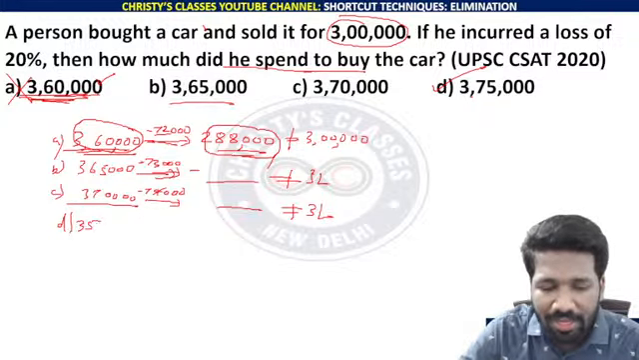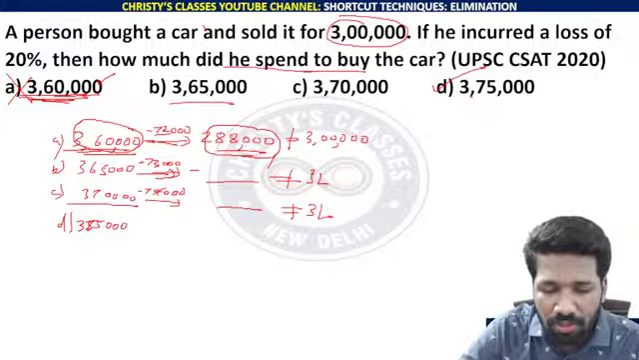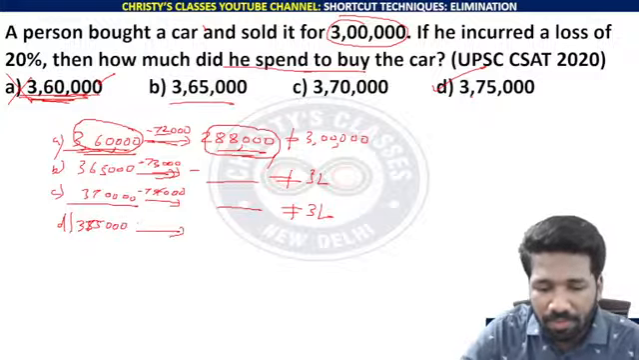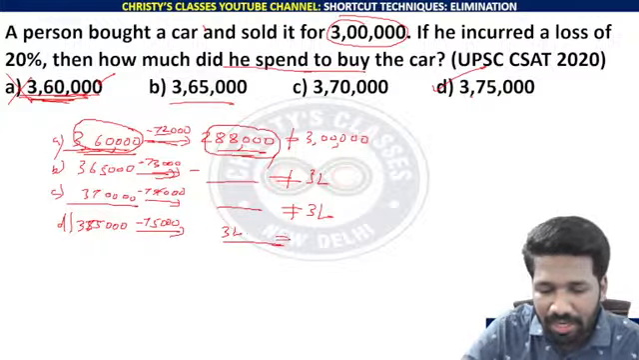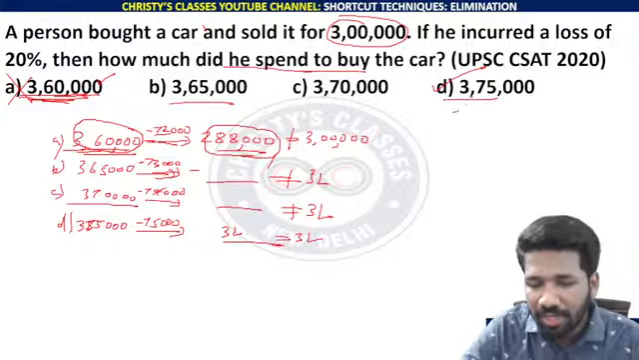So finally, 3,75,000 is the 4th option. 20% will be 75,000. 75,000 reduced will be 3 lakh. That is exactly what we want. So option D is the correct answer.